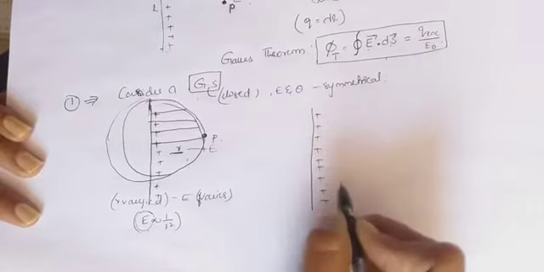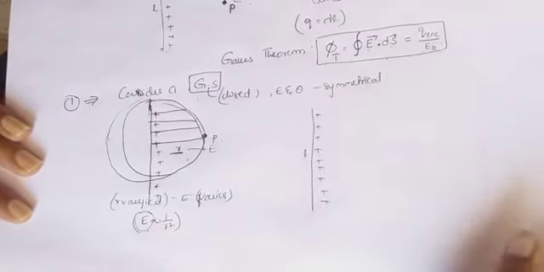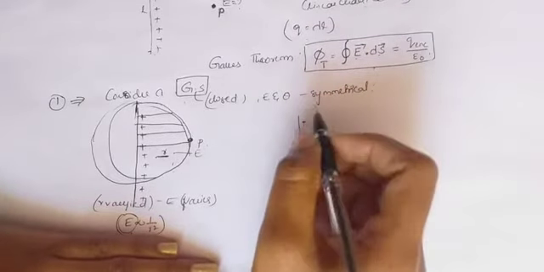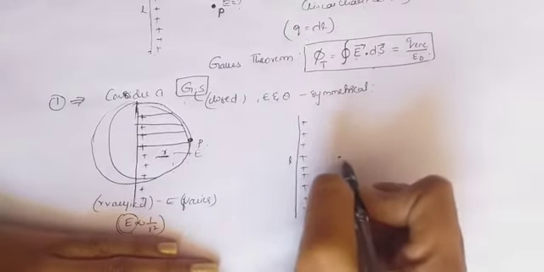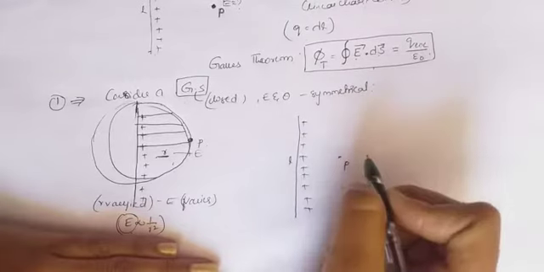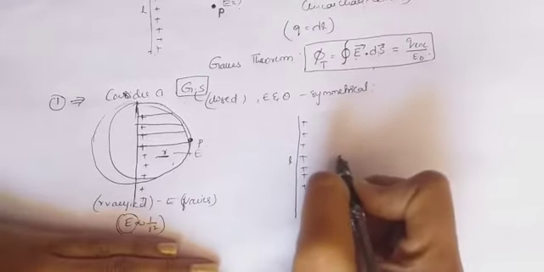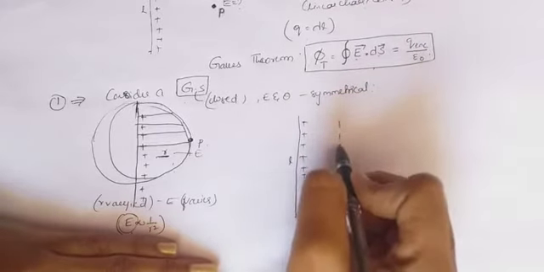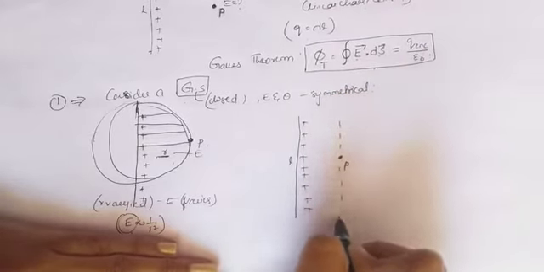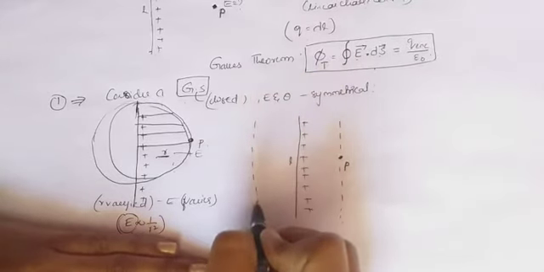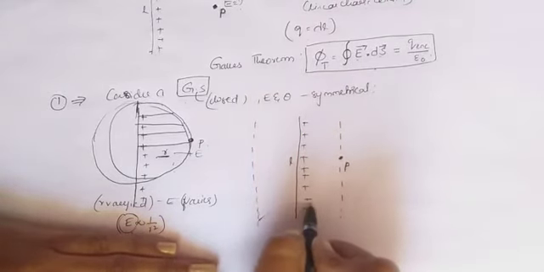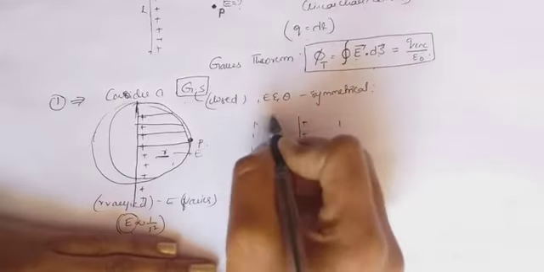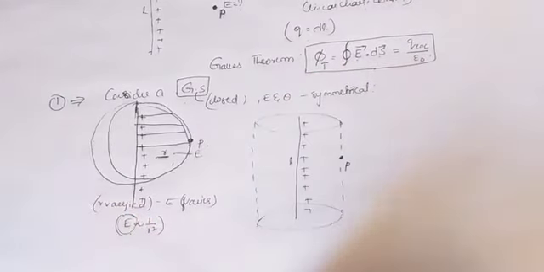Now this long conductor has some length L. Here I am considering another Gaussian surface. Here is my point P, so that Gaussian surface must pass through this point. I am considering the Gaussian surface as a cylinder. So this is my Gaussian surface.